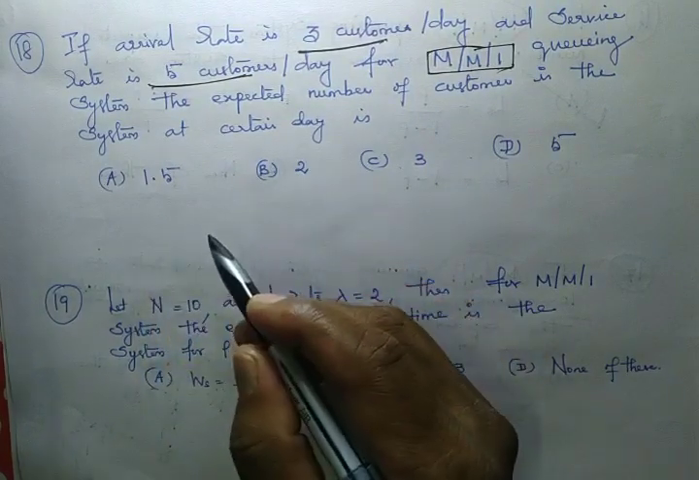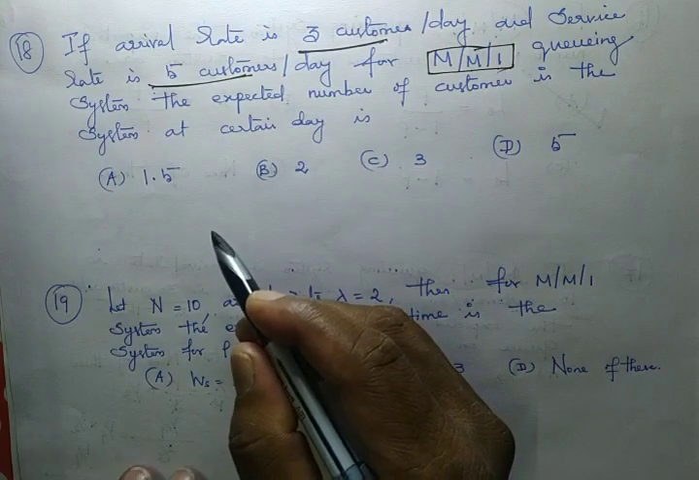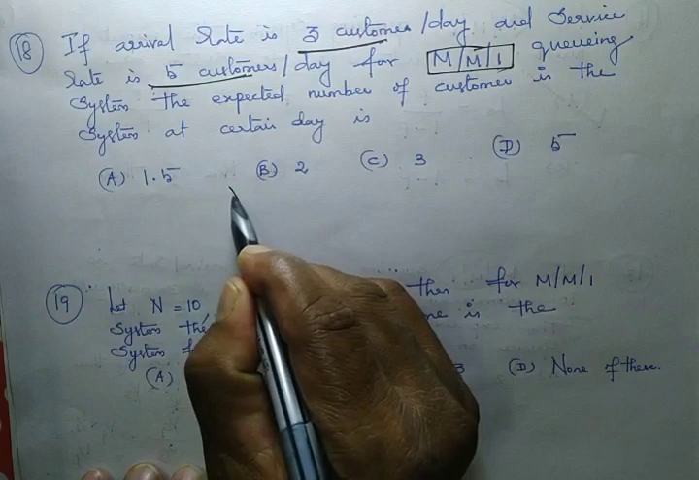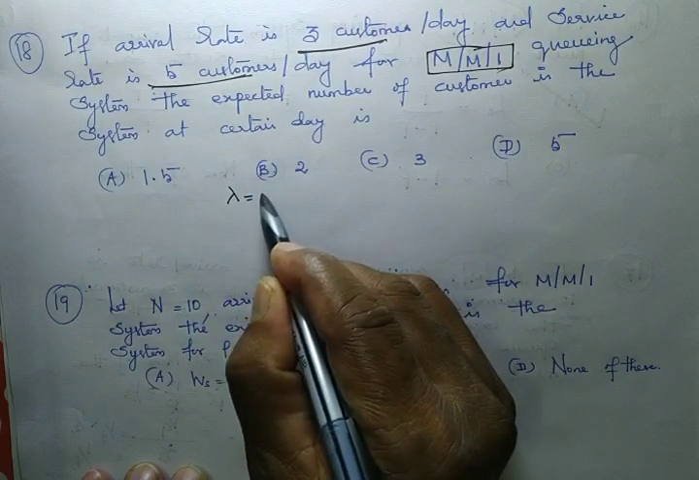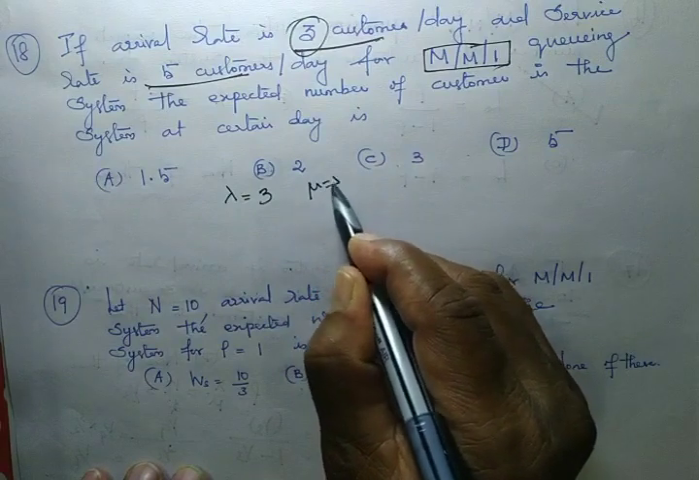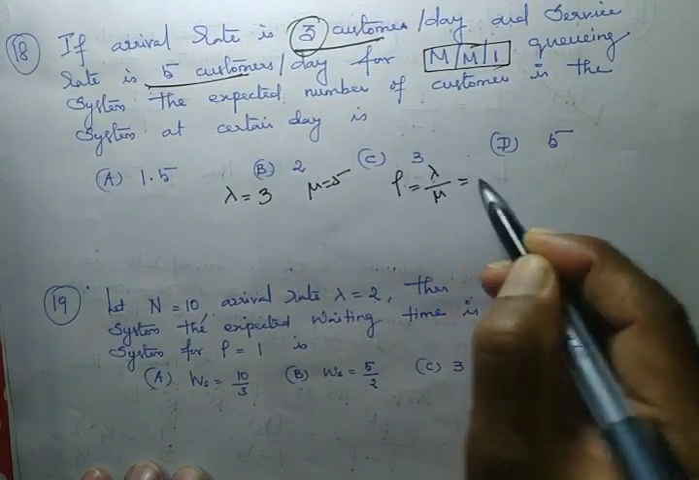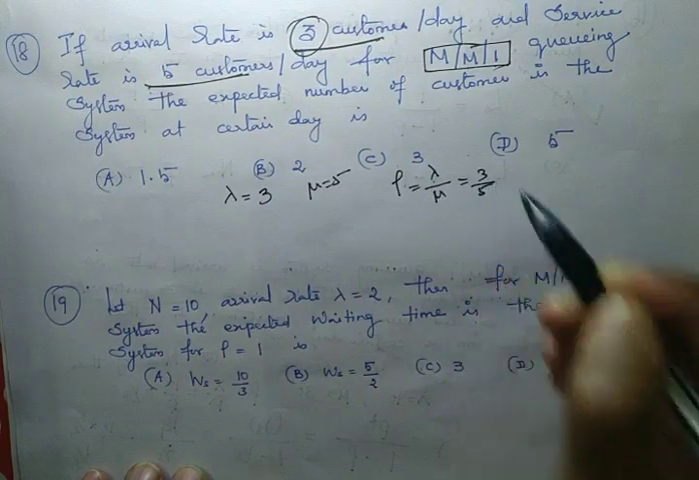As I told you very clearly, if this is given, you always find the traffic intensity first. The traffic intensity is very important. To find it, we need lambda. Lambda given is 3, mu is 5. Therefore the traffic intensity, lambda by mu, is 3 by 5.